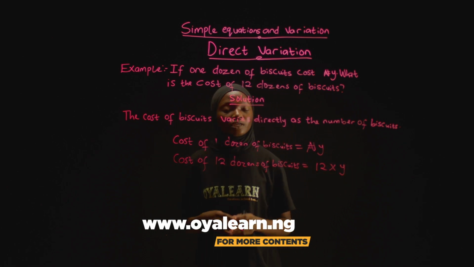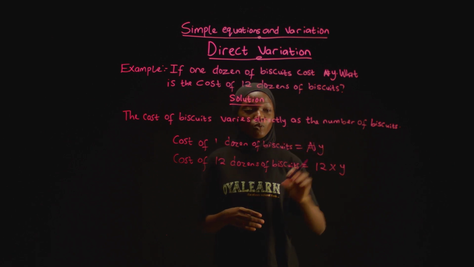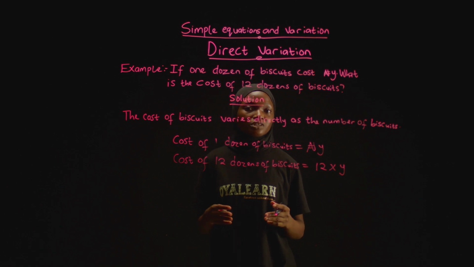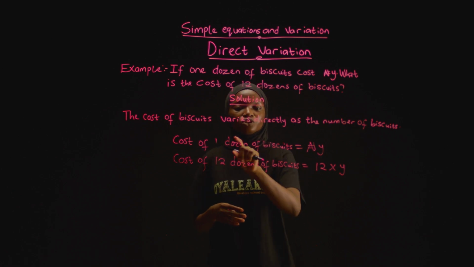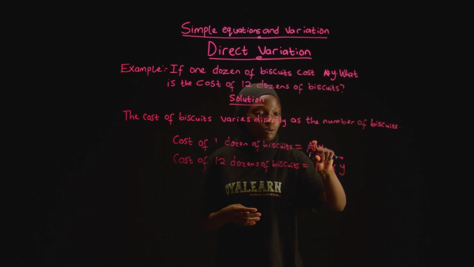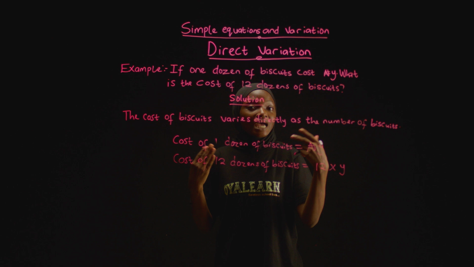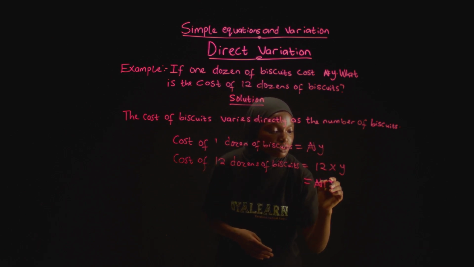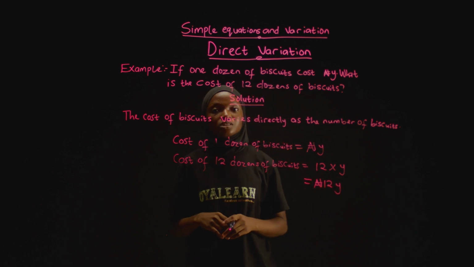Now you can ask me why. Because here we have 1 dozen of biscuits costs y naira. That is, let's say you buy a pen that costs 50 naira. How much will 2 pens cost? That means you do 50 multiplied by 2. So same thing here. If 1 dozen of biscuits is already costing y naira, that means 12 dozen of biscuits will cost 12 multiplied by the amount for 1 dozen. So here we'll be having 12y naira for the cost of 12 dozens of biscuits. Thank you.